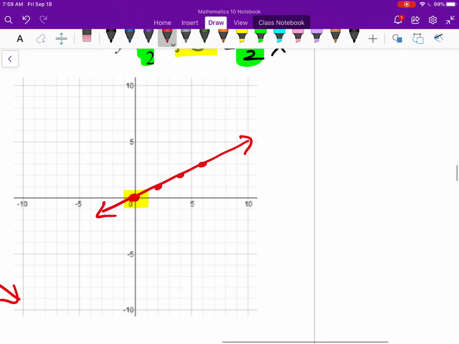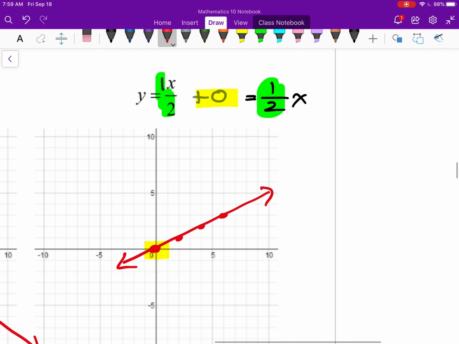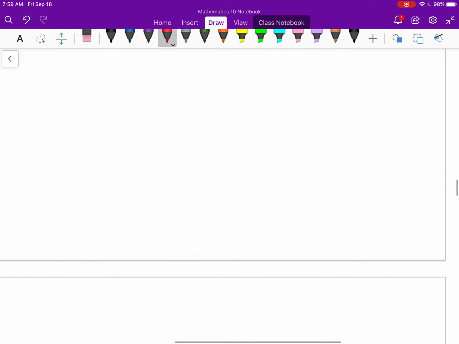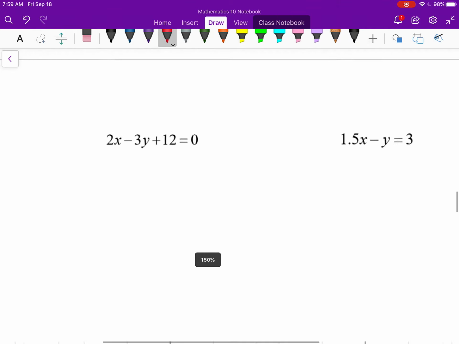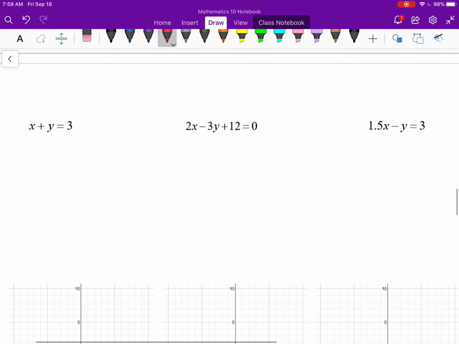There's my graph of x over 2. All right, on the last page, the last 3, there's something different about these 3 compared to all the previous ones. And notice I have a bit of space right here. There's a reason for that. That's because I'm going to have to do a little bit of algebraic work for each of these. And that's because none of these are solved for y.